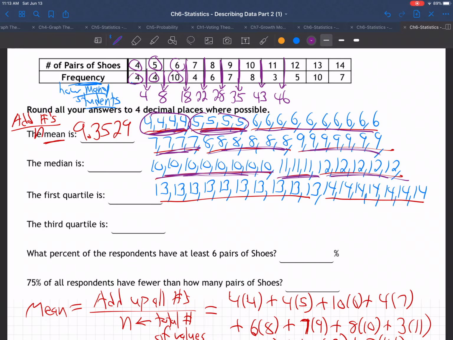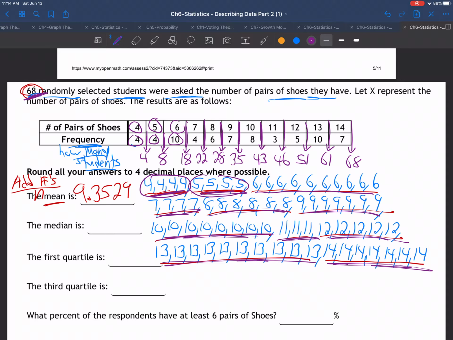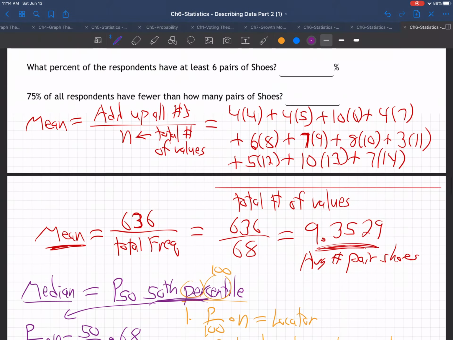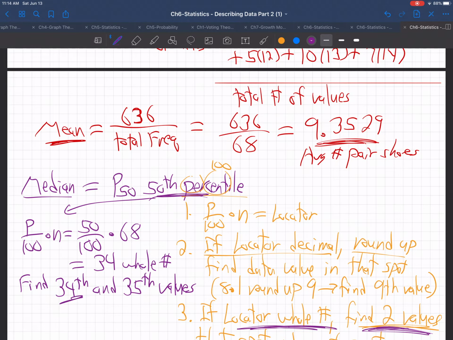Then 5 12s, add 5, you're at 51 total data values. Then 10 13s, add 10, 61 total data values. And then 7 14s, add 7. That takes us all the way to the 68th data value, which fits. They told us there's 68 data values. Okay, so let's go back down to what we're trying to do here. We're trying to find the 34th and the 35th data values.